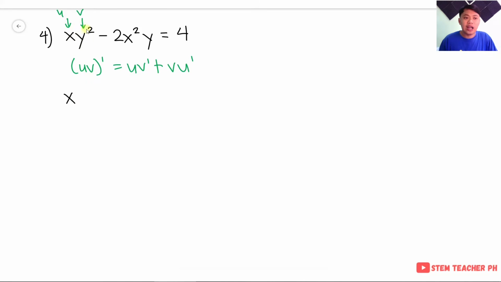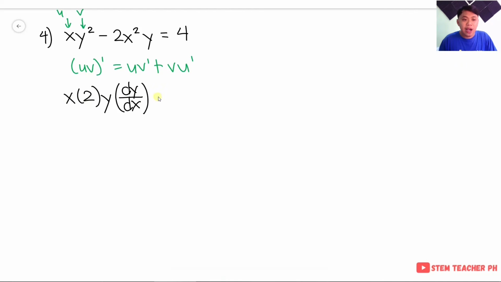Y squared, ang derivative niya applying power rule, ibababa lang si 2, so you have 2, tapos yung exponent ni y, bawasan ng isa. So you have 2 minus 1 or simply 1, so we have y here. And then, since kumuha tayo ng derivative ng y with respect to x, we have to multiply this to dy over dx. That is for our first part, copy the first times derivative of the second.